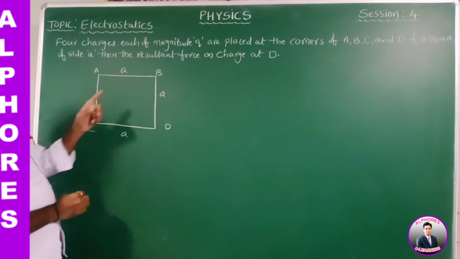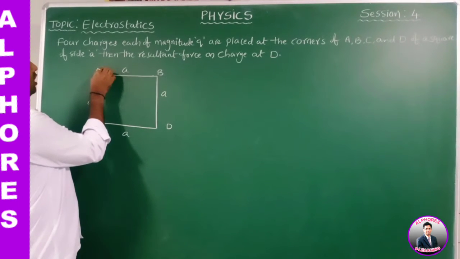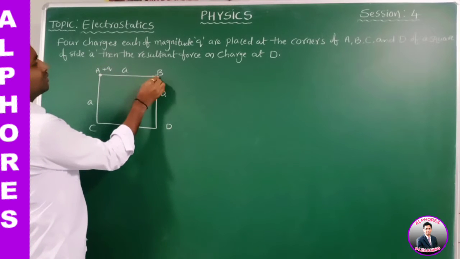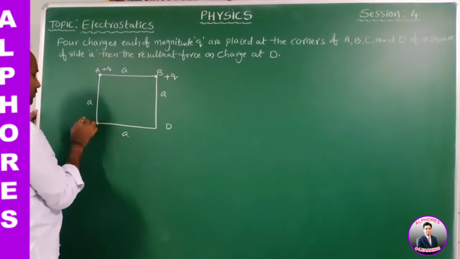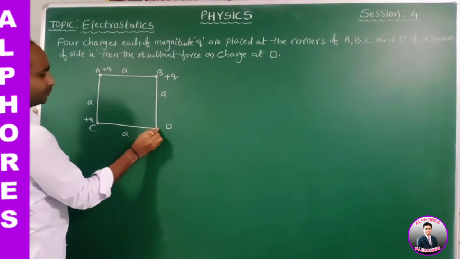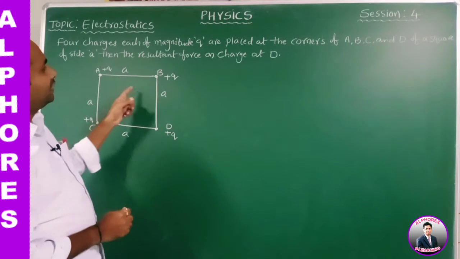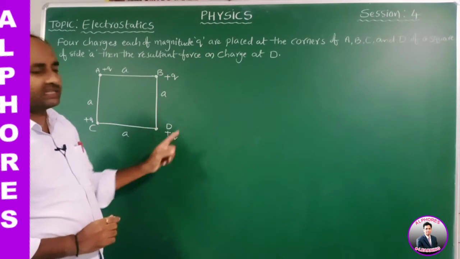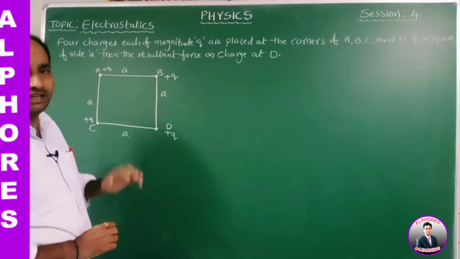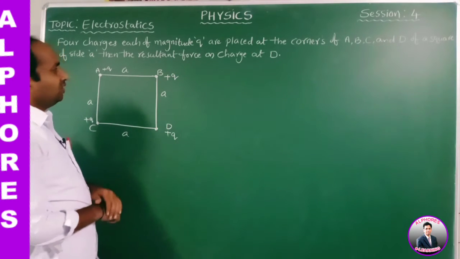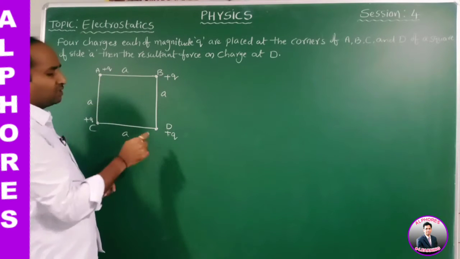Now 4 charges each of magnitude q are placed at the corners. So all are positive charges, plus q, placed at the corners of the square. Now we need to find the resultant force acting on the charge at D. Not only D, you may calculate it for A, B, C or D. Here they are asking for D.